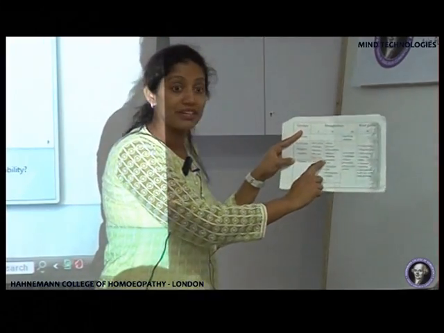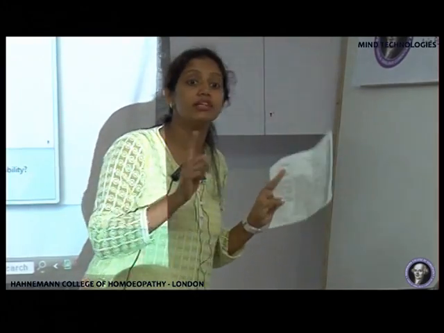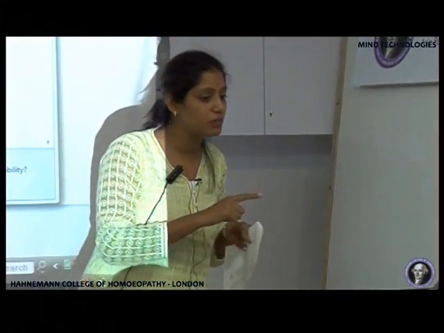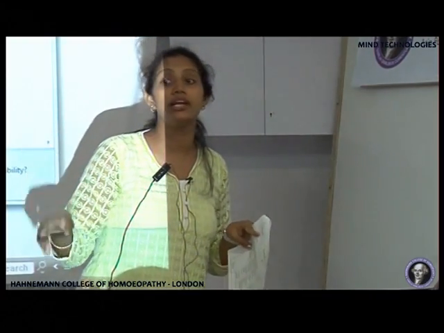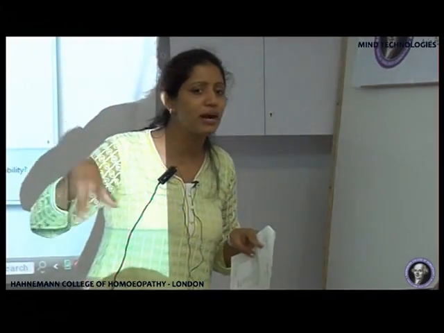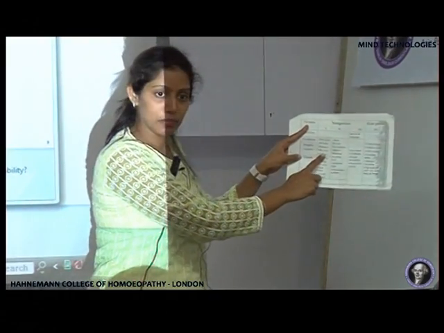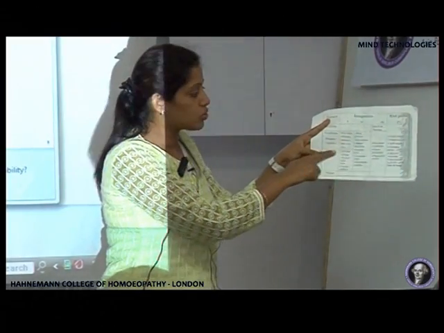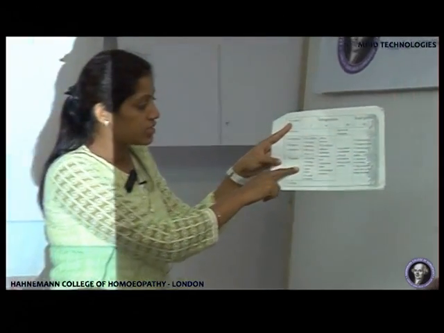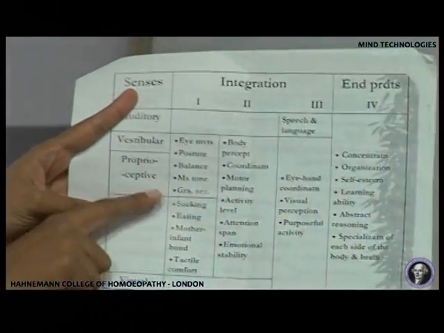But if gravitational insecurity is a problem, the mother would always say that in early childhood, that is in the first 3 to 4 years, it is very difficult to put the child in any swing, jungle gym, or any of the park activities which the child does. Okay, so this is important. This happens at the first level. The tactile sensation, the integration levels would be sucking, eating, mother-infant bond, tactile comfort, which comes in the first 3 years.